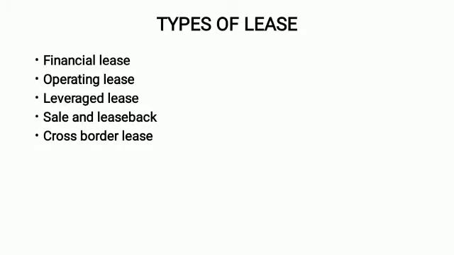The fifth is the cross-border lease. The cross-border lease is an international lease and is known as transnational leasing. The lessor may be of one country and the lessee may be of another country. To illustrate, if a leasing company in the USA makes available an Airbus on lease to Air India, there would be a cross-border lease.